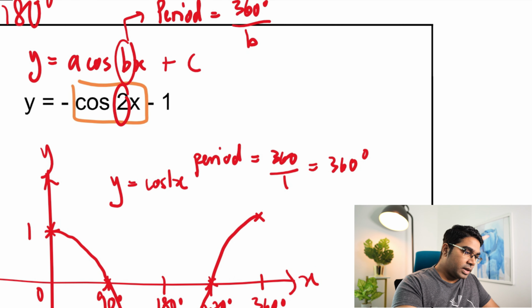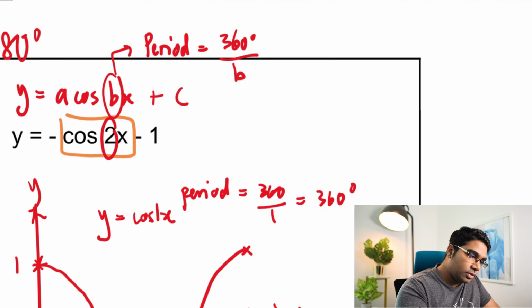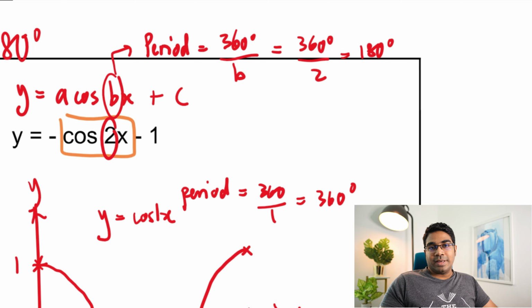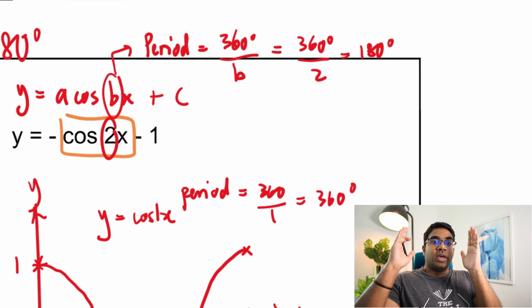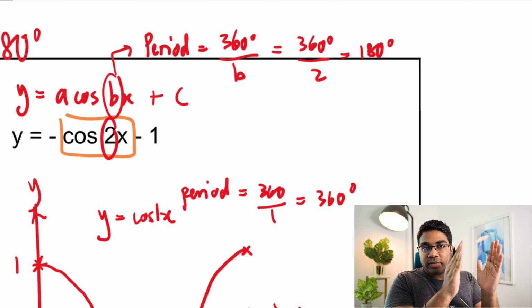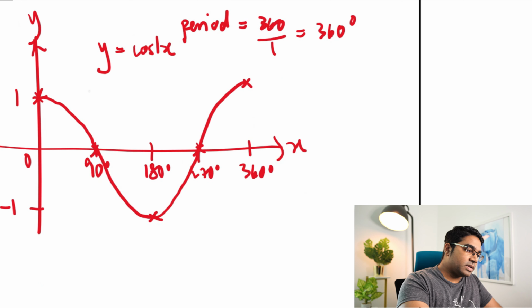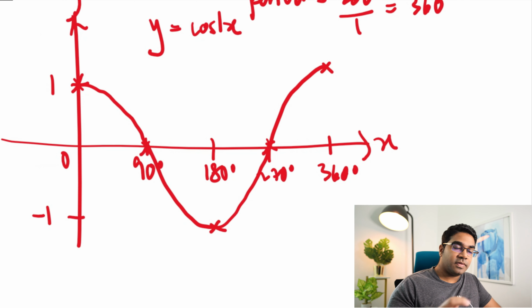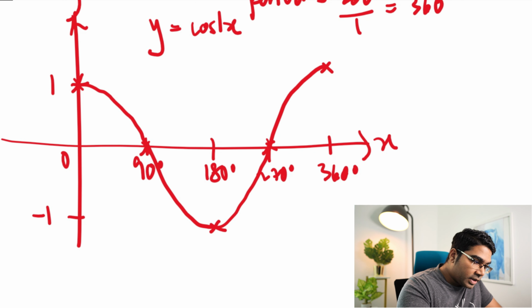Whereas in this case, if it changes to 2, then the new period will be 360 degrees over 2, which is 180 degrees. This means we have one full cycle of the cosine graph in 180 degrees. So what does that look like? Let me draw over this first. So our full cycle will end here at 180.